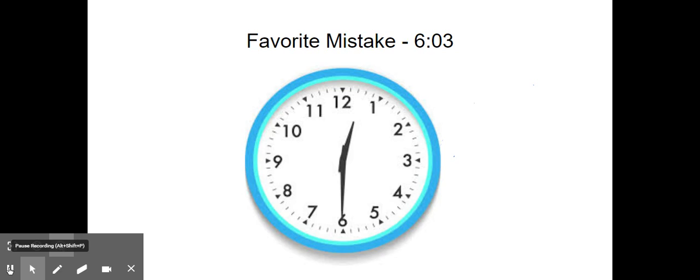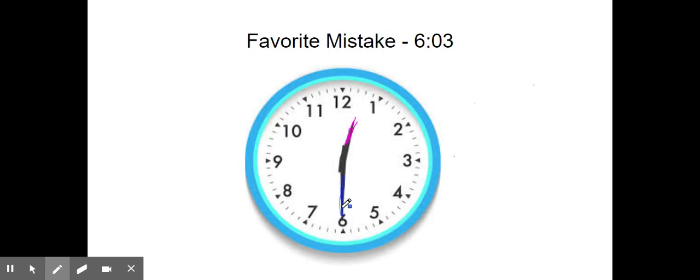The problem is that this student got confused with the hour hand and the minute hand. Remember, the hour hand is the short hand. Right now, I'm going to color the hour hand pink. That short hand right here is the hour hand. The long hand, I'm going to color blue.